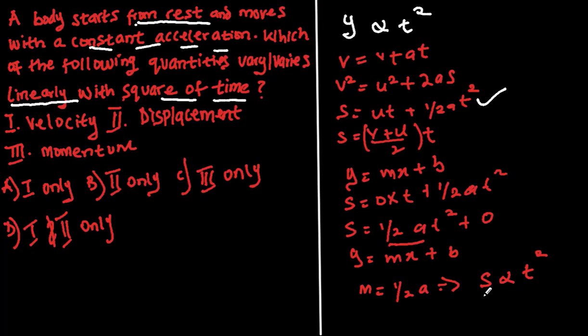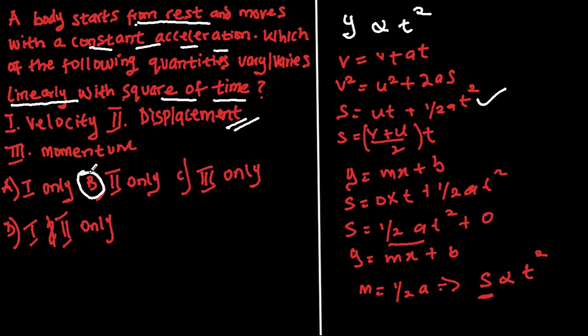Don't forget that what s stands for is either distance or displacement. Distance and displacement are similar; the only difference is that displacement is a vector quantity while distance is a scalar quantity. So distance is the magnitude of displacement. It means that the correct option, and the only one that can vary with square of time, is displacement, which makes B the correct choice. I hope that makes sense to you. If you don't get it, just rewind, slow it down and listen again. I'm sure you're going to get it. So let's go to the next question.